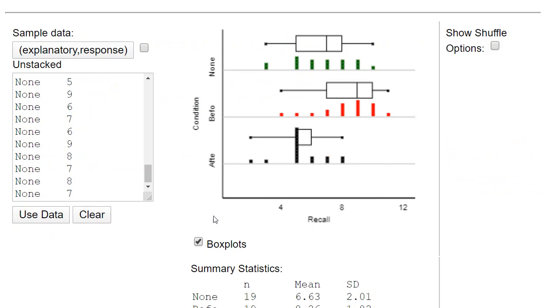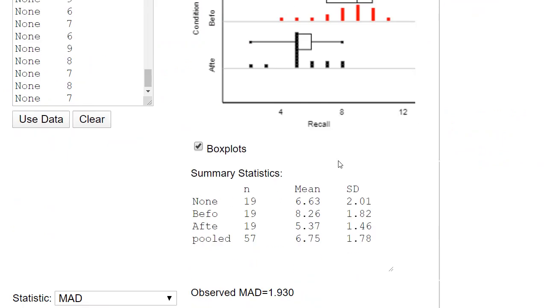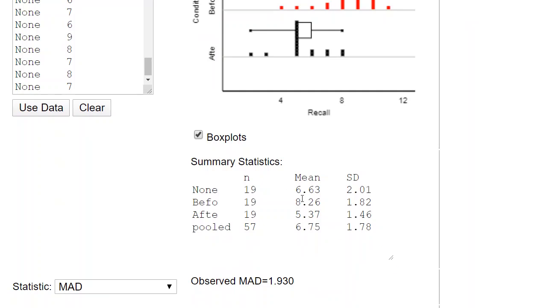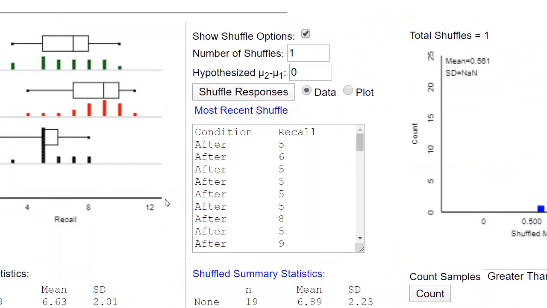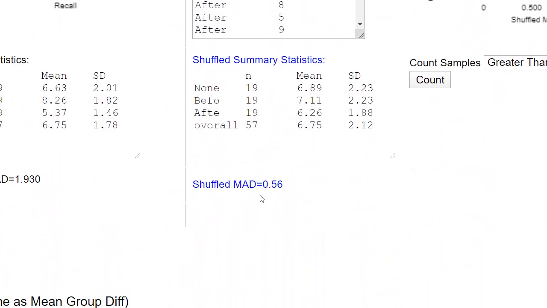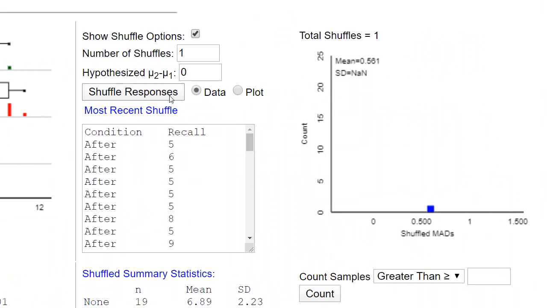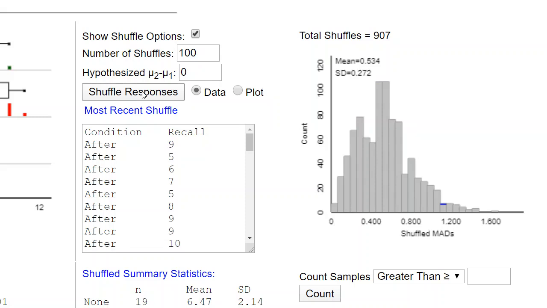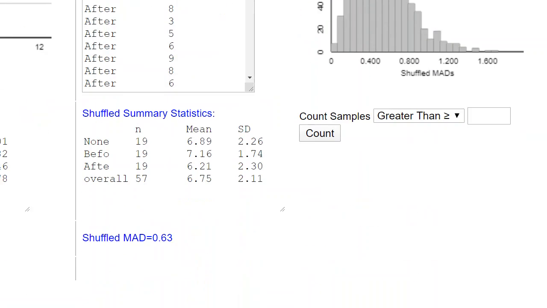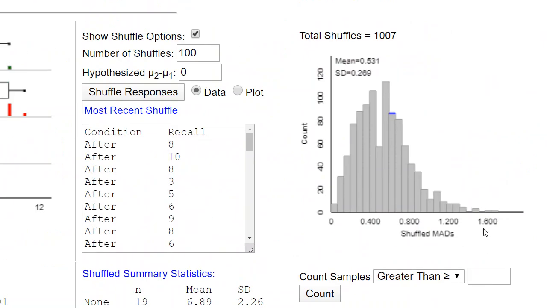There are our three groups, and we can see the three box plots. These are the summary statistics, showing the mean and standard deviation for each group, and it even computes the MAD statistic for us, 1.93. If we go to shuffle options, we can simulate, randomizing the data into the three piles, calculating the means, calculating the MAD statistic, and putting a dot on the graph. Do it 100 times, and we'd get similar data to what we had before, and you could see how 1.93 is what we had in our actual data.